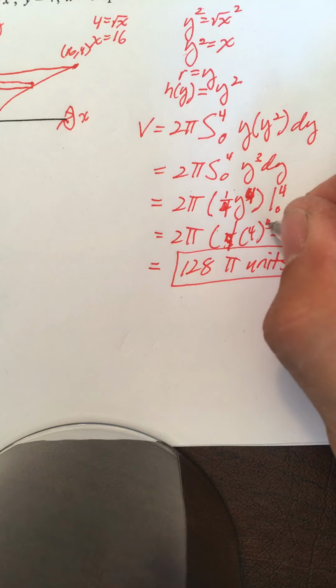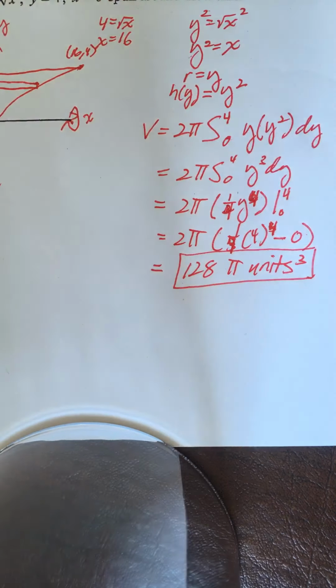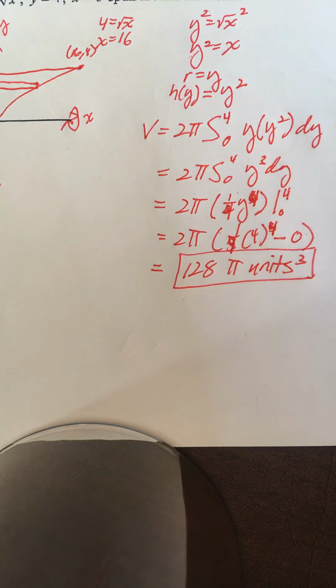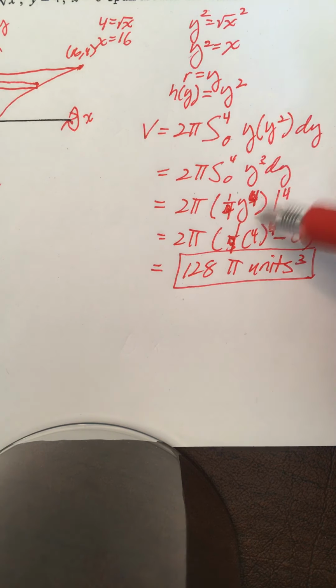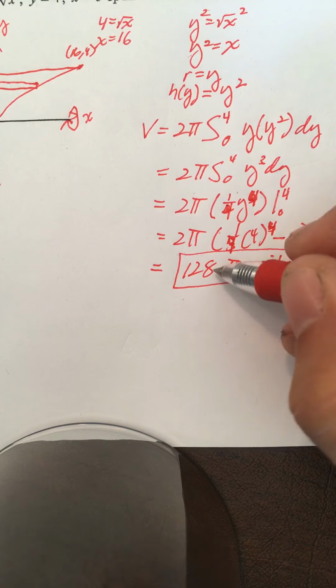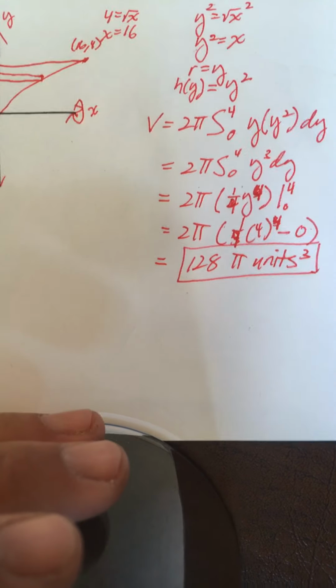And this should be to the 4th as well. There we go. All right, just checking the work over. A little sloppy, I apologize, but there we go. And that would work and give you 128 pi units. I think you guys get the idea there.